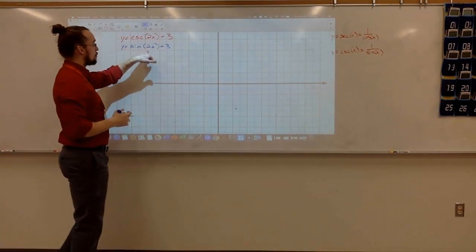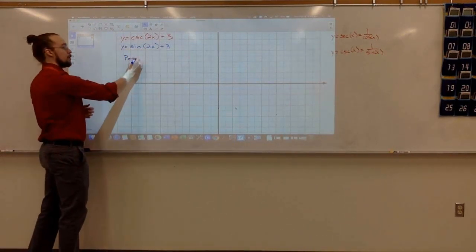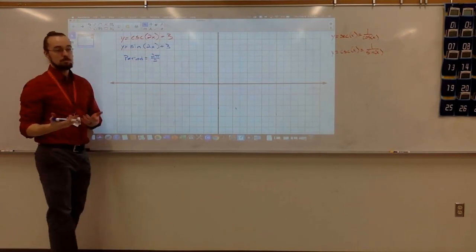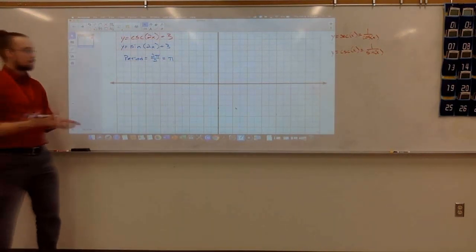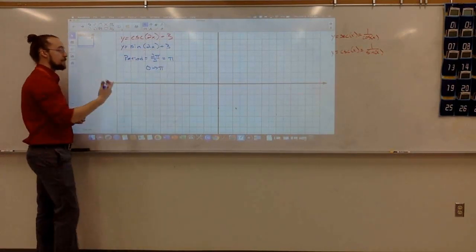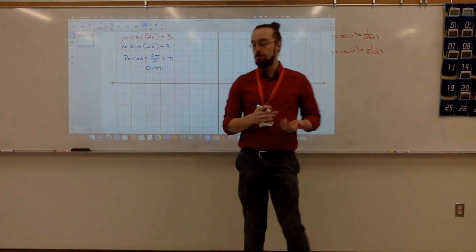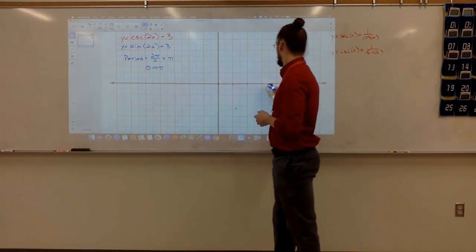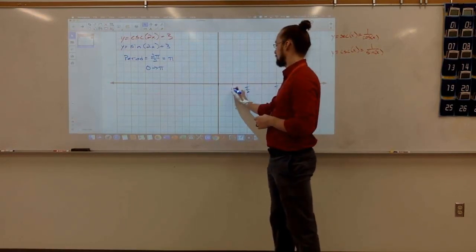Well, I've got a b value, so that's going to change my period. Just like we've been doing, my new period is going to be 2 pi over 2, which would just be pi. So that means my period is going to go from 0 to pi. I don't have a c value, so I'm not shifting left or right. So 0 to pi is going to be my whole period. Split that up into fourths.